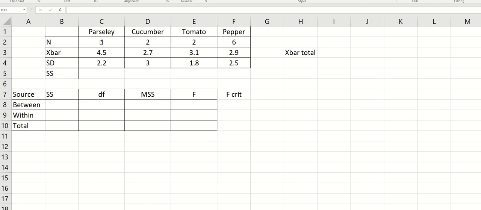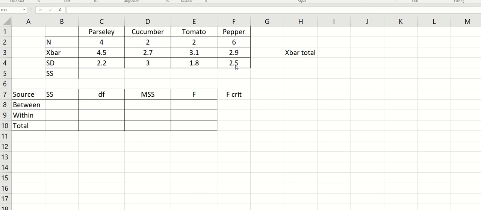Four parsleys were tested, and the average of microorganism came out. I think it's in millions, but it's not that important. What's important is the example. The average came out to be 4.5 for parsley with a standard deviation of 2.2. Cucumber, we only tested two cucumbers, and the average came out to be 2.7 with a standard deviation of 3. We tested two tomatoes. The average came out to be 3.1 with a standard deviation of 1.8. And pepper, we had 6 peppers. The average 2.1 with a standard deviation of 2.5.